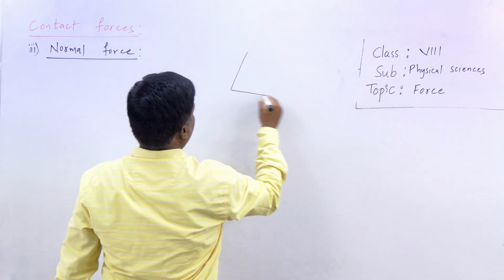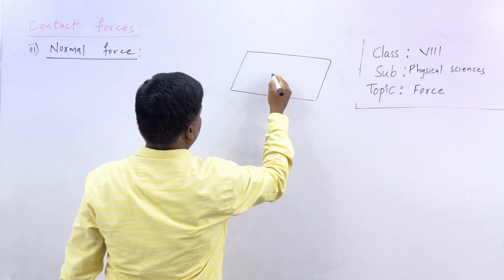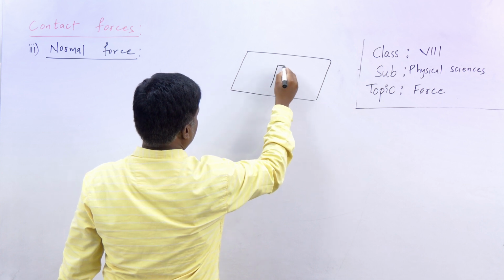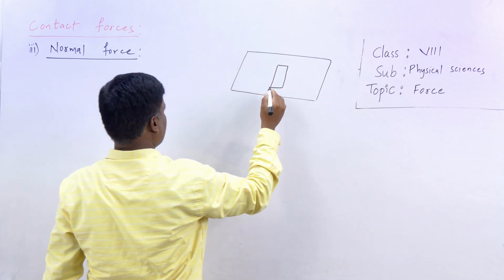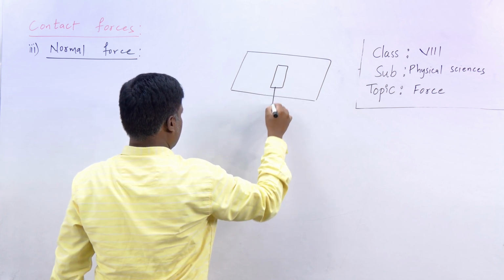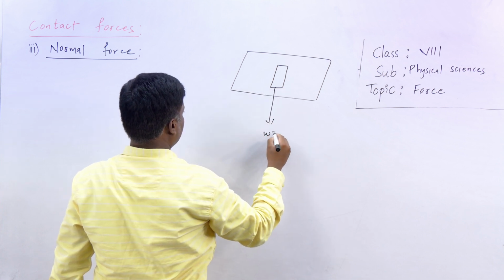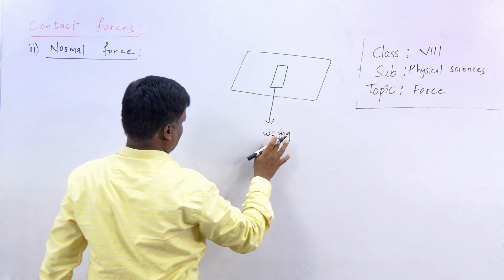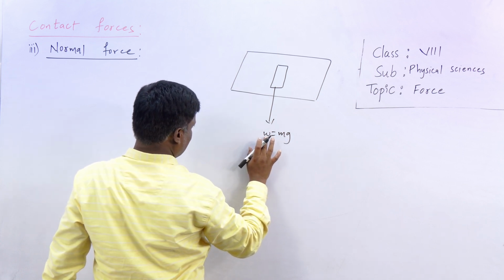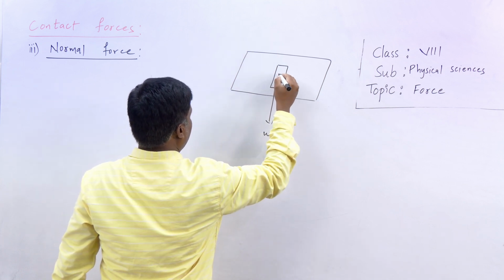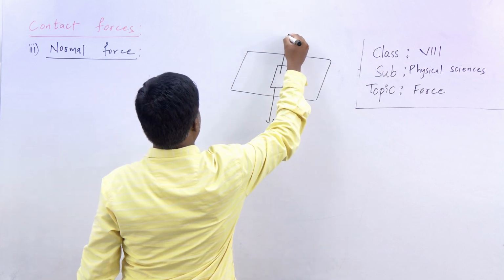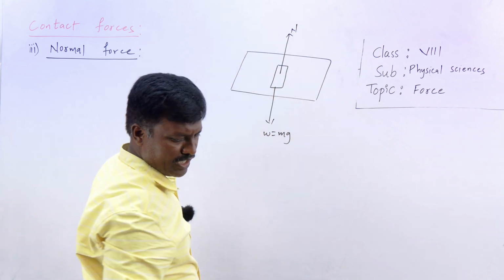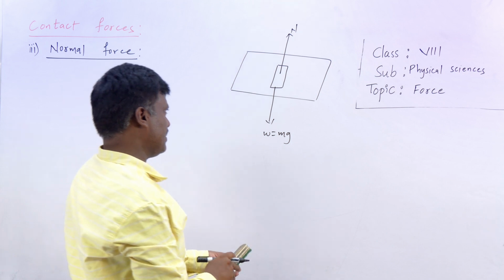I will explain with the help of a diagram. This is an exam pad. Here we have a duster, right? This duster is at rest because there are two forces acting on it. This duster is pulled by the earth. The gravitational force acting on the mass of a body is called weight. And another force is acting on the duster in upward direction. What is it? Normal force. So there are two forces acting on this duster.